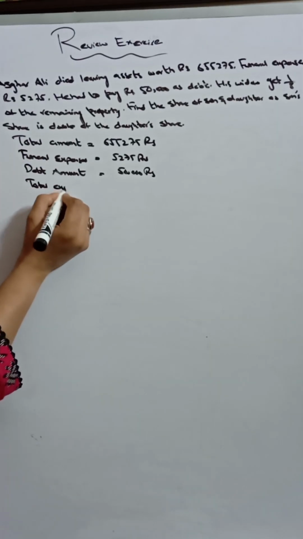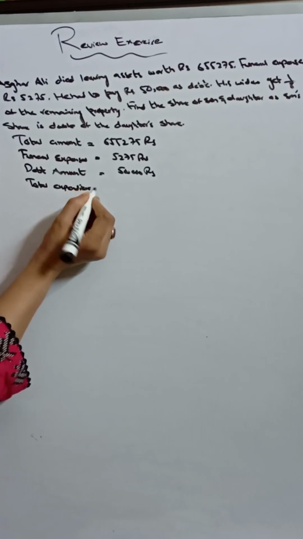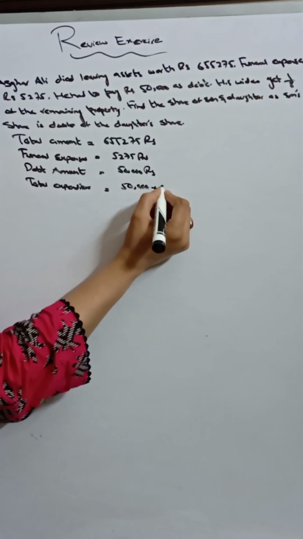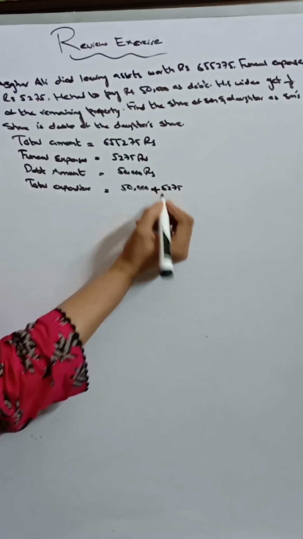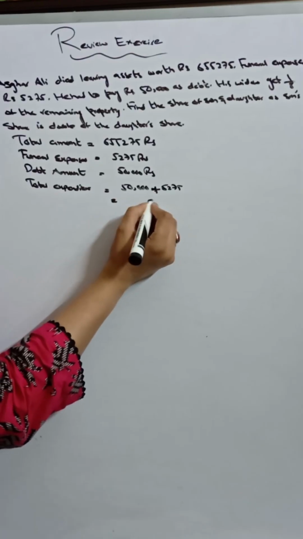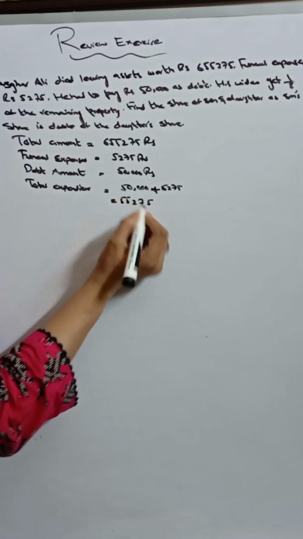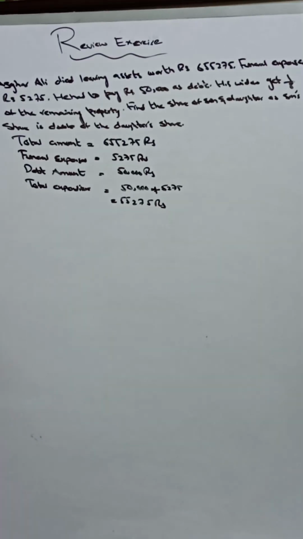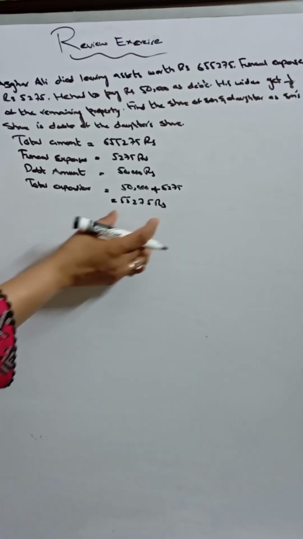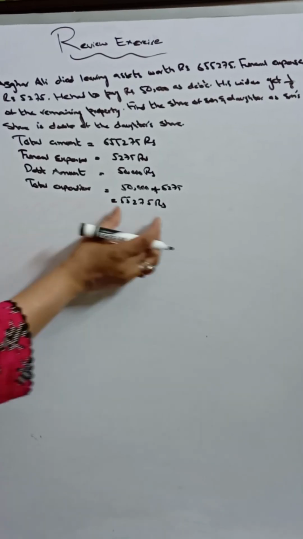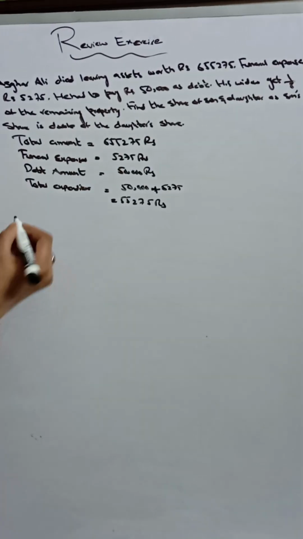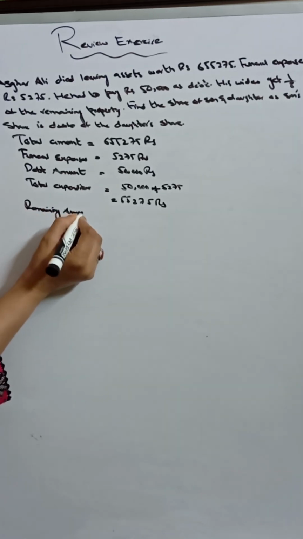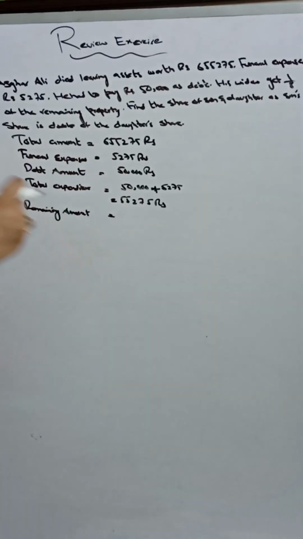Total expenditure equals 50,000 plus 5,275. So what is the answer? 55,275 rupees. Alright, now we have to subtract this total expenditure from the original amount. We can say that this is the remaining amount after paying all the expenditures, all the expenses.